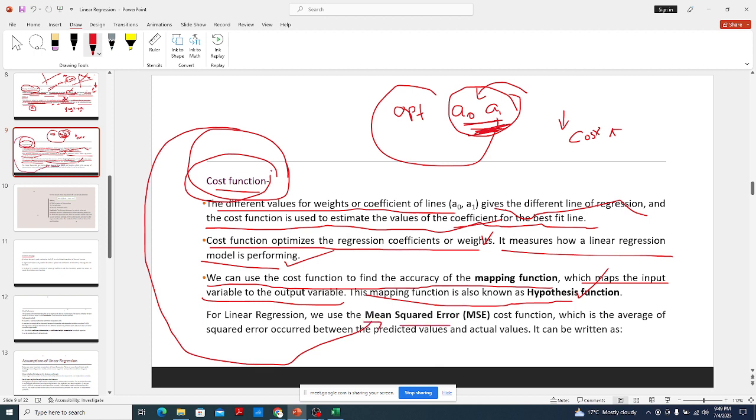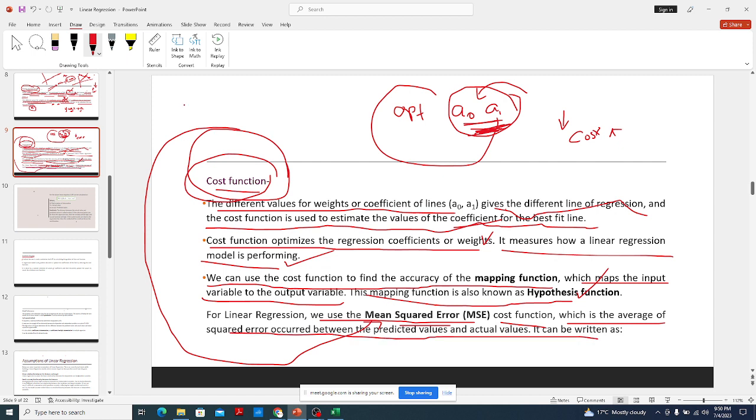Mean square error is the cost function. So in linear regression, we use the mean square error cost function, which is the average of the squared errors that occurred between the predicted values and the actual values.